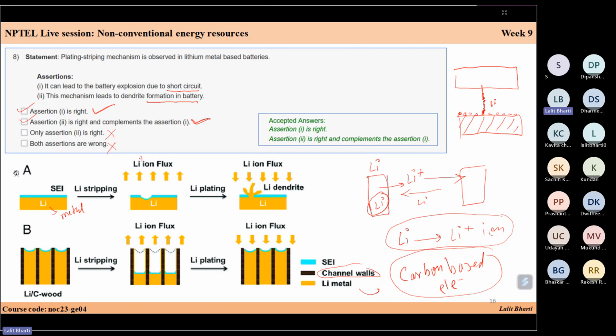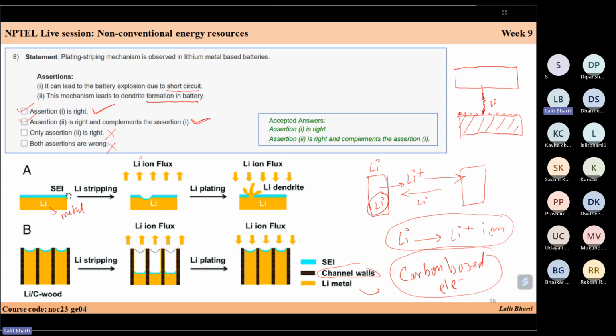This is basically a term used in lithium metal batteries. It means your lithium is present as a single metal sheet. So this is your lithium, and this is your SEI layer. SEI layer is basically the solid electrolyte interface. So your lithium metal is in the form of a solid. Then you have some liquid electrolyte. This interface is called the solid electrolyte interface, or SEI layer.